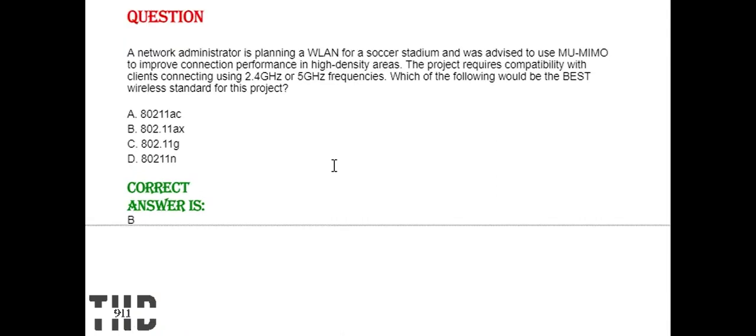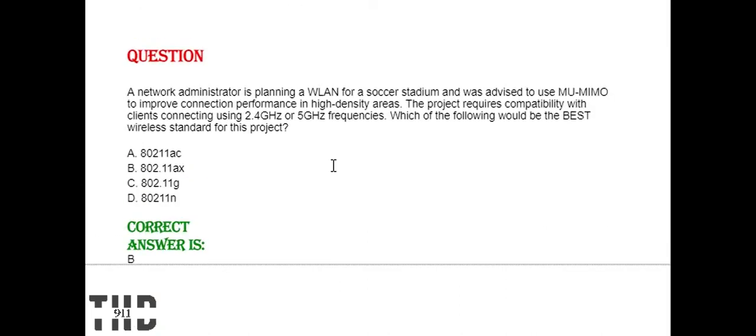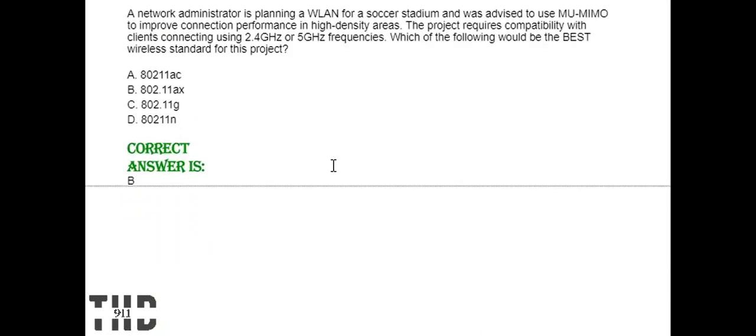A network administrator is planning a WLAN for a soccer stadium and was advised to use MU-MIMO to improve connection performance in high density areas. The project requires compatibility with clients connecting using 2.4 GHz to 5 GHz frequency. Which of the following would be the best wireless standard for the project? Please have a look at the options. The correct answer is option B.